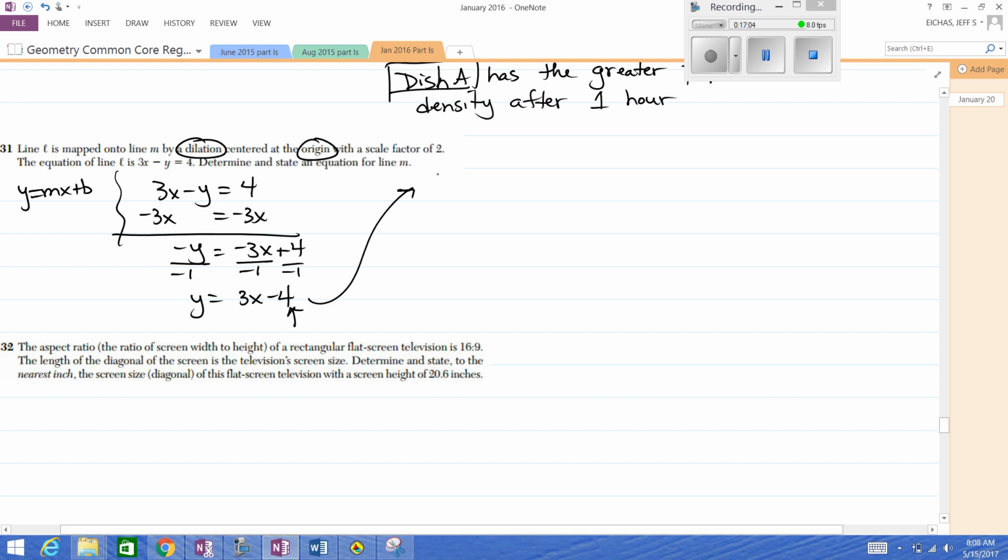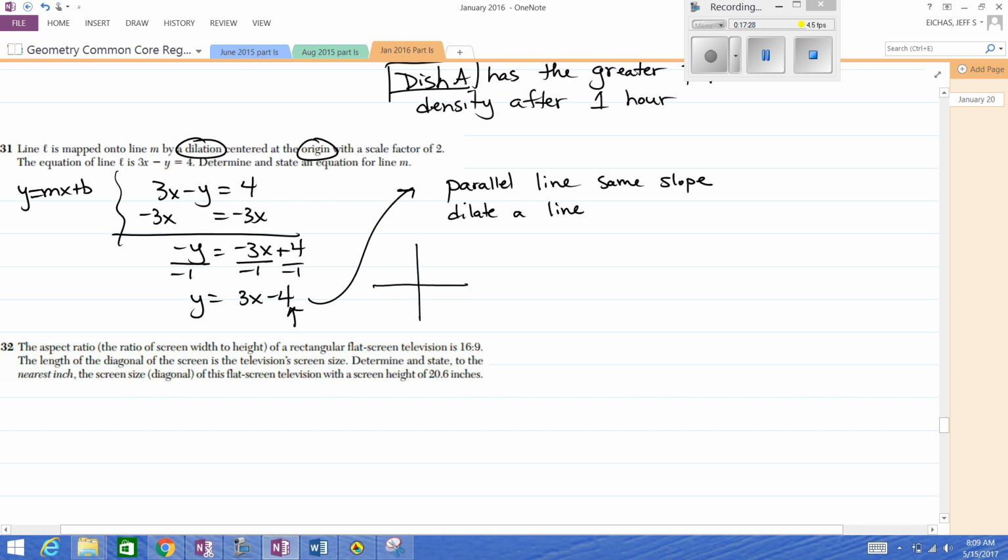When the y-intercept or the center of dilation is the origin, we can just multiply the y-intercept by the scale factor. So when we get a parallel line, we're going to keep the same slope. When we dilate a line, we got to move that point, whatever it is.